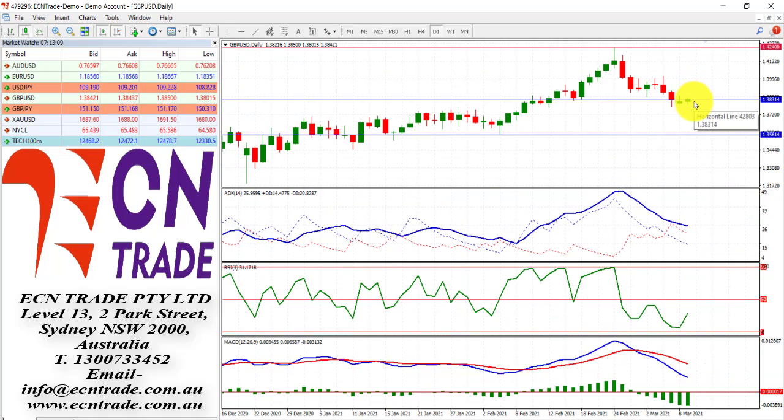Sterling challenging this level of 138.30, not quite breaking it, but still potentially trying to see a move back to 135.60, which I'm still viewing as a potential fall. Keep an eye on these indicators, but at present it is bearish.